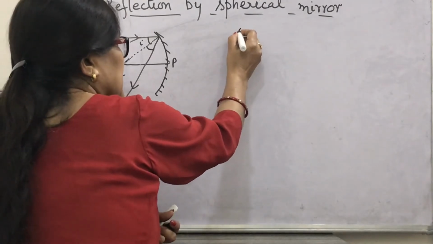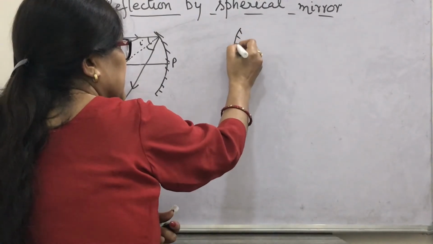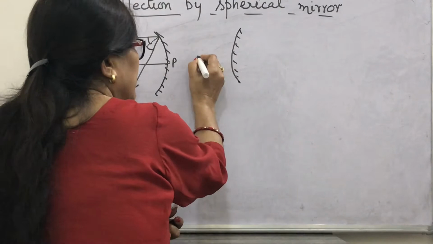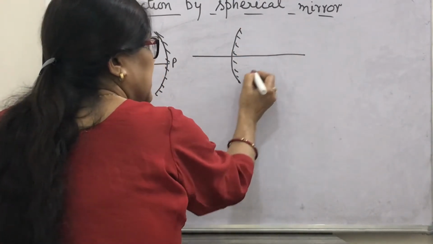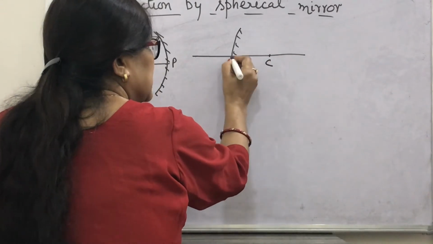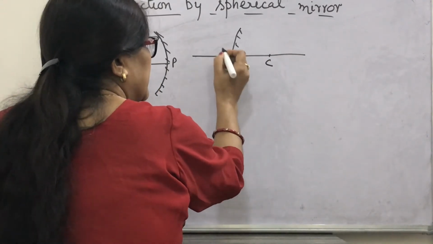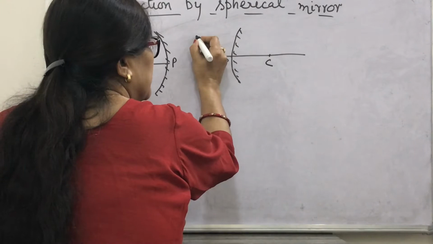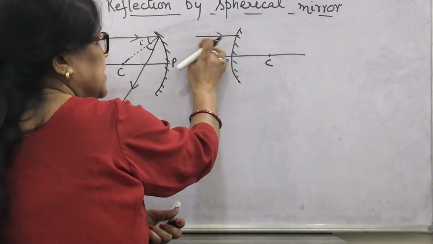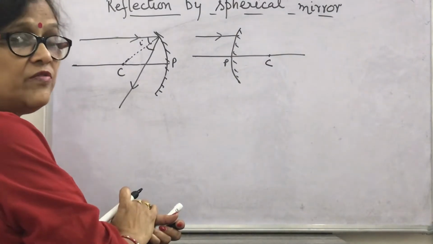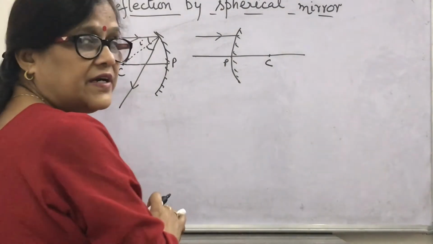What will happen in case of convex mirror? If this is the convex mirror, how will you draw the principal axis? Look, this circle will be on this side, so this will be center of curvature, this will be pole. If a ray is incident on convex mirror parallel to the principal axis, this is the reflecting side, this is the incident ray, then how will you draw the reflected ray?